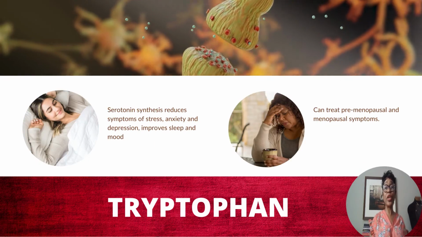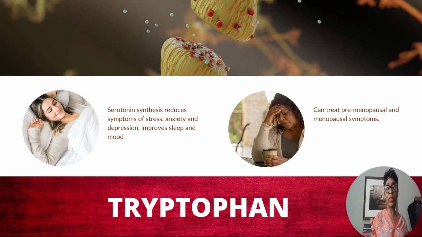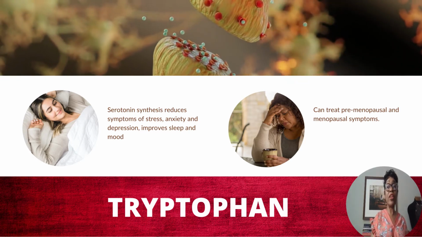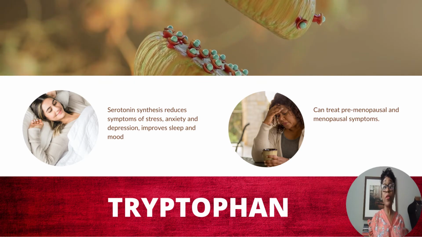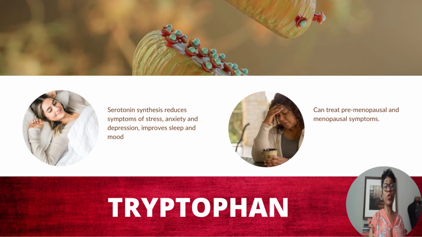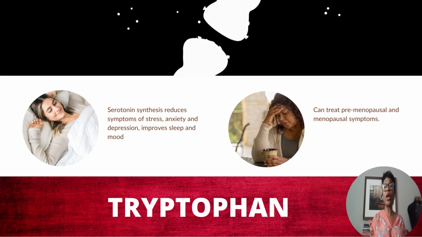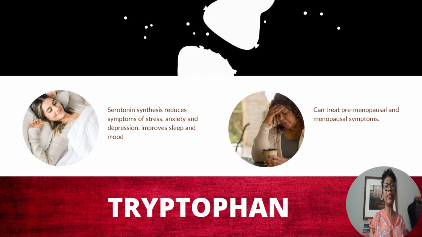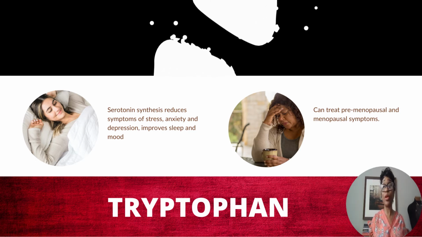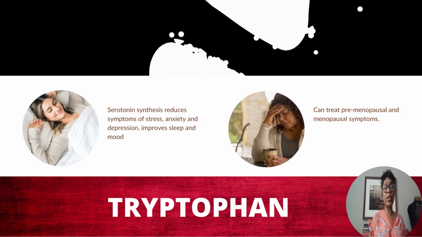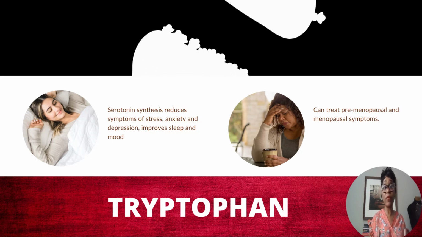Tryptophan acts as a precursor in serotonin synthesis. And because of its role in the production of serotonin, that feel good hormone, tryptophan reduces the symptoms of stress, anxiety, and helps fight depression. It also helps improve mood and sleep. Tryptophan has much significance to treat premenstrual syndrome as well as seasonal affective disorder, which I experienced, especially during the winter months.